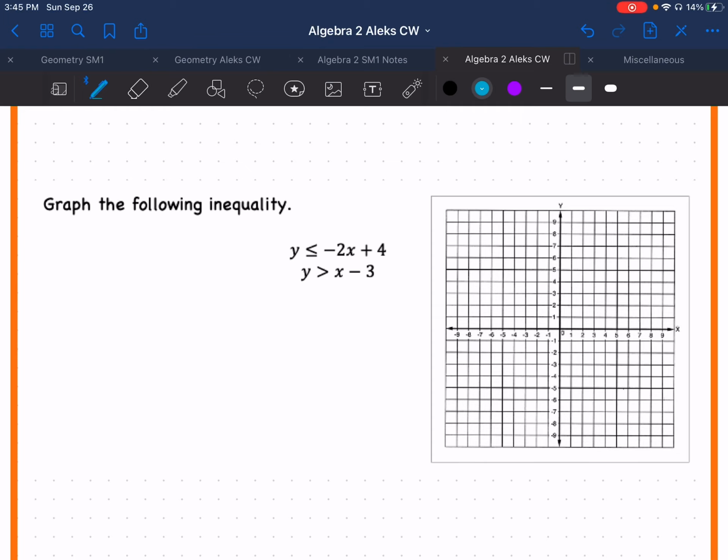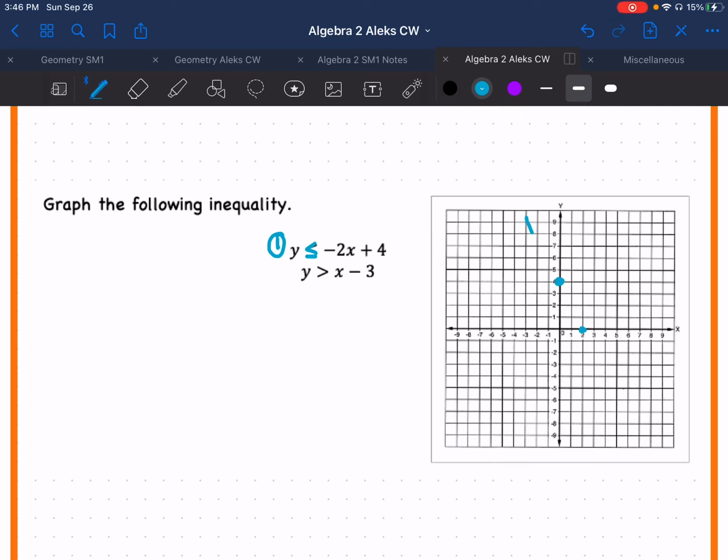But I wanted to go ahead and just quickly do it on the review. There's my equation 1. It's going to be solid because it has the or equal to, and it's going to go ahead and shade below. It has a y-intercept at +4. And I can very easily see from this one that my slope is -2. I can also see off my graph that it's going to hit the x-axis at +2, and it looks like, well, no, they're intersecting at a half. So I'm just going to go ahead and leave it like that.